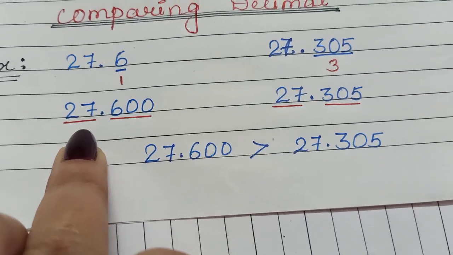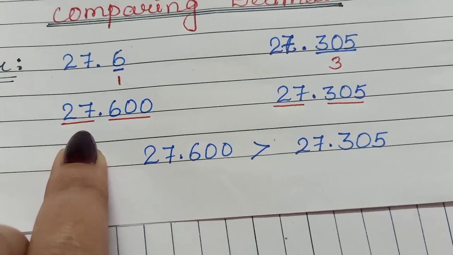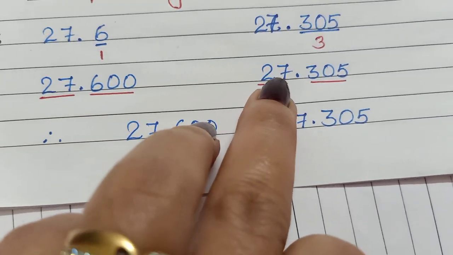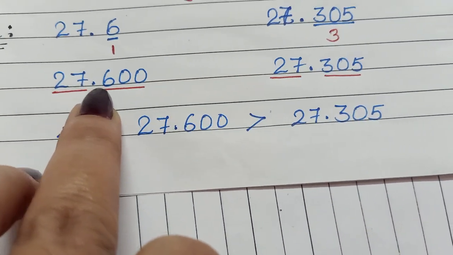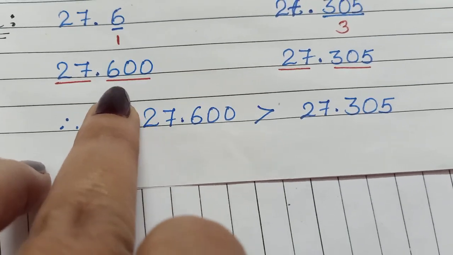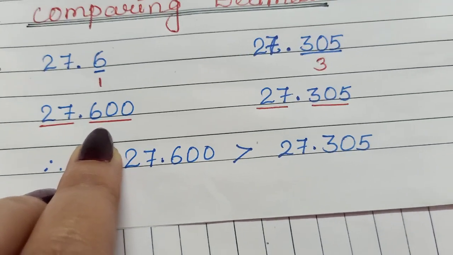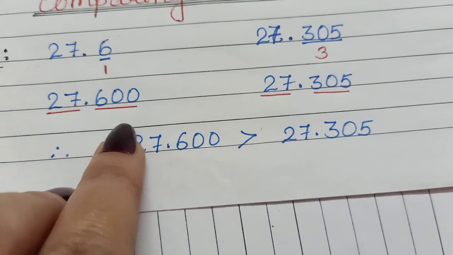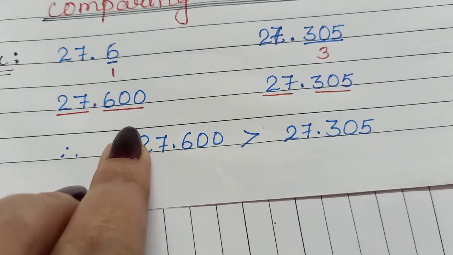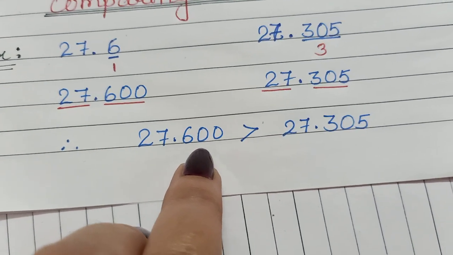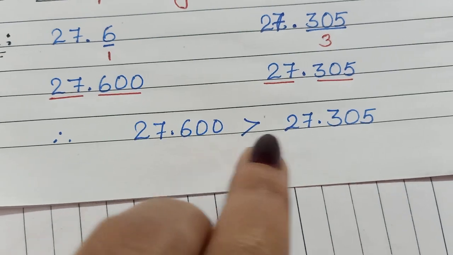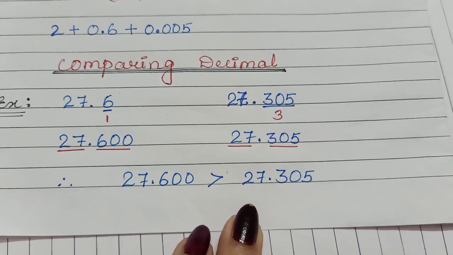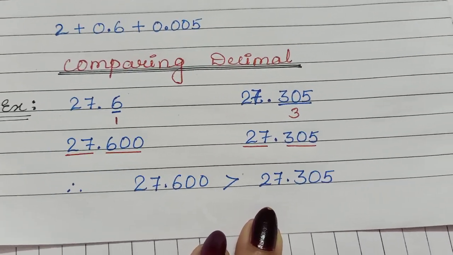First we have to compare the greatest place value, that is the highest place value. Tenths is the highest place value in this number. Once it is 27 and 27, both are the same. After the decimal we can see here it is 600. To compare, you have to read it as 600, and here 305. Which is greater? Definitely 600. So the greatest number will be 27.600. Okay, I hope this is clear for you. Further, I'll give some screenshots of questions to help you understand. Thank you.